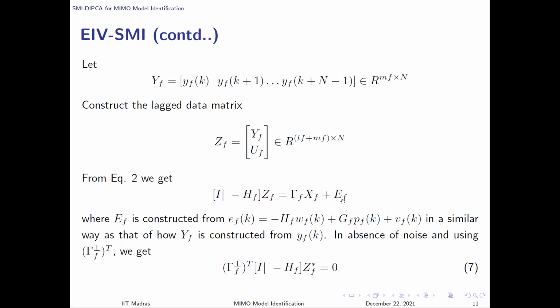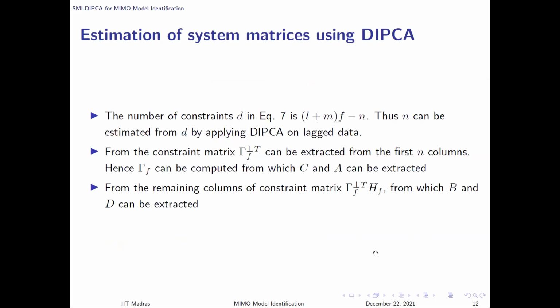So let's do the simple case when PF is absent and we have only WF and VF, which is the input and output noise, and then see how we go through this whole thing. And afterwards, we can extend it to the case when process noise is also present. So these are some observations.